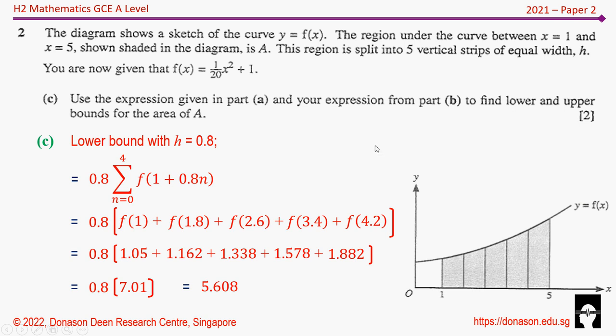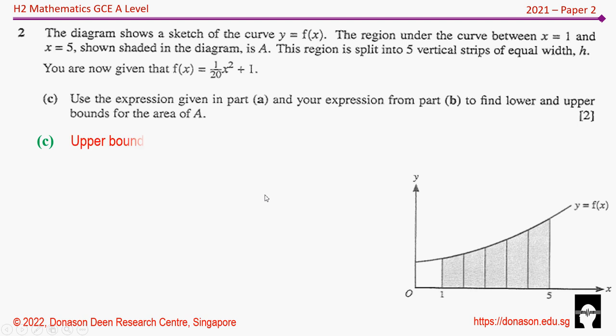Okay, so which is A. So that is the lower bound. So how about the upper bound now? Upper bound with h equal to 0.8. So just now for part B, we derived the expression for the upper bound, right?